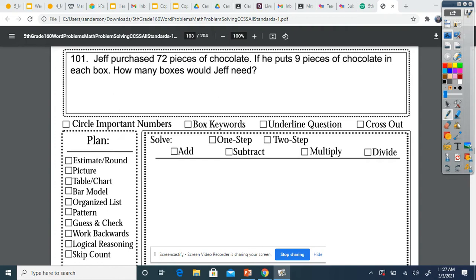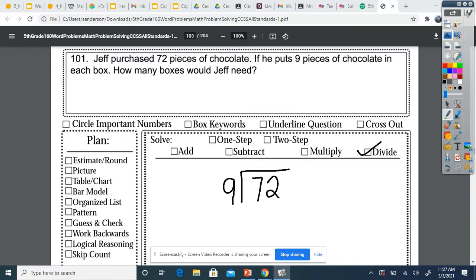So if we think about this problem, he already has these 72 pieces and he's dividing them up into boxes by putting 9 pieces into each box. So we've got to figure out how many boxes he needs. So we are going to be dividing. So to set this up, I'm dividing 72 divided by 9. So my 9 is my divisor, and my 72 is my dividend.